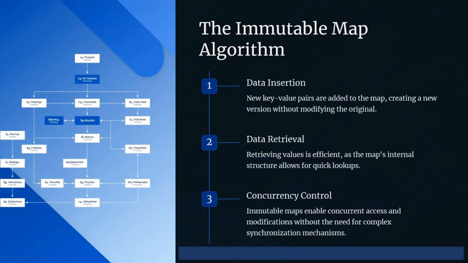Next, data retrieval. Retrieving values is efficient as the map's internal structure allows for quick lookups. Next, concurrency control. Immutable maps enable concurrent access and modification without the need for complex synchronization mechanisms.